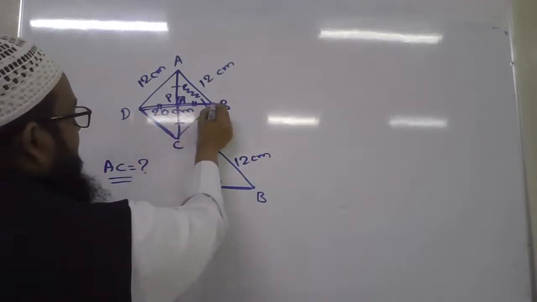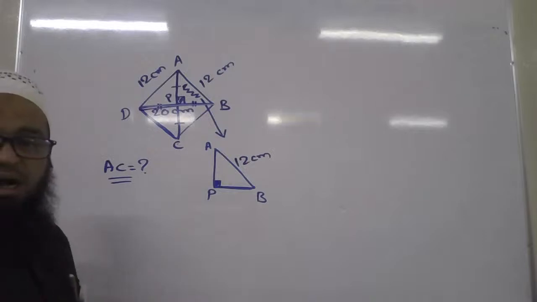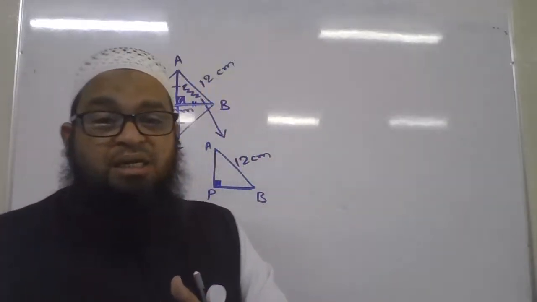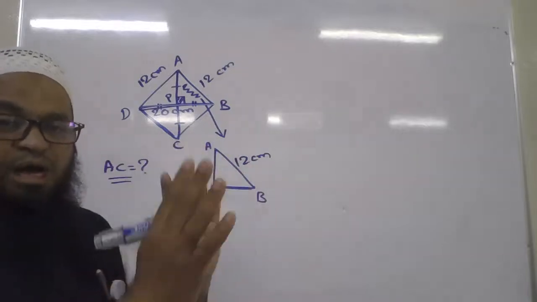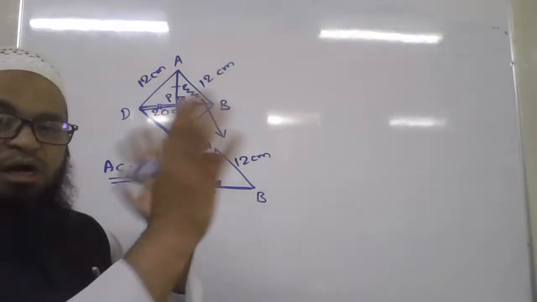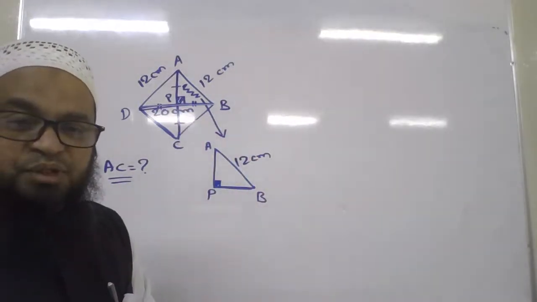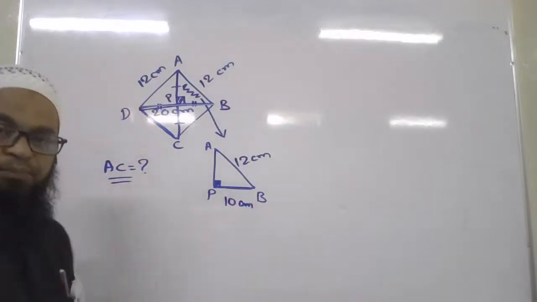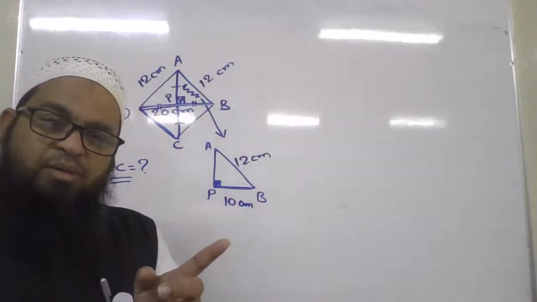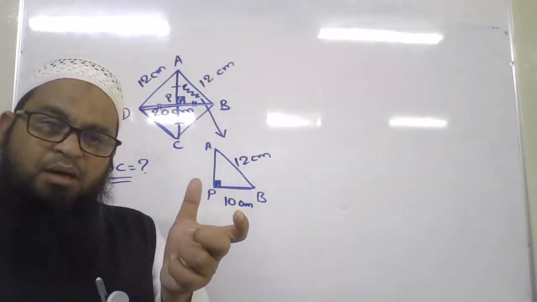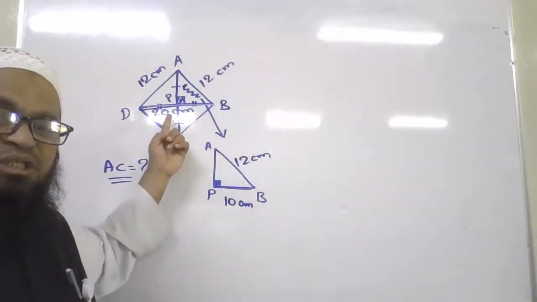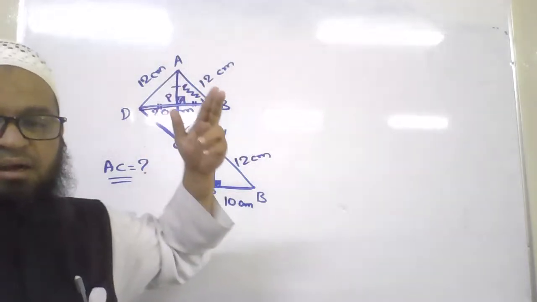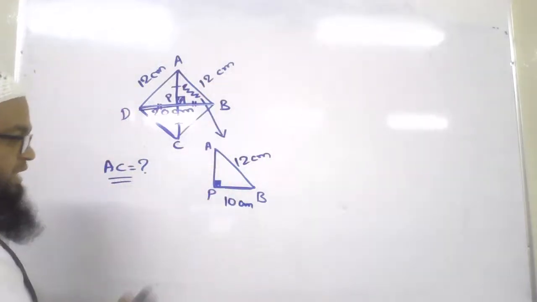Because what is this? This is a diagonal. And in a rhombus, the diagonals are bisected. Bisected means they are cut into half. So 20, when you cut into half, what is the answer? 10. So PB is equal to 10. Everybody understood how you got PB? Because the diagonals bisect each other in a rhombus, so the half of 20 is 10 centimeters.